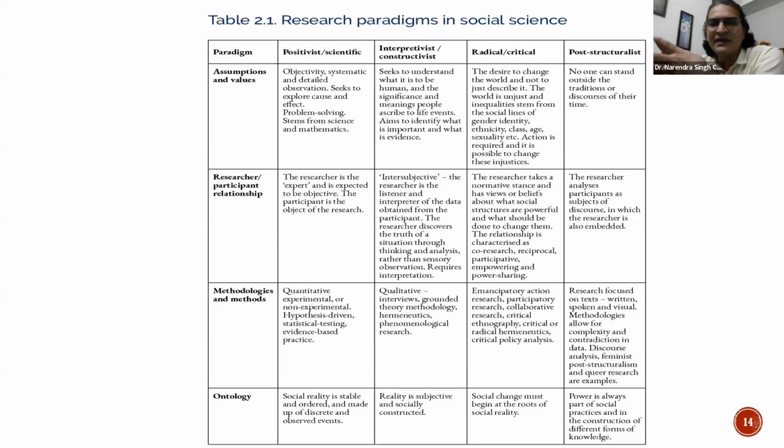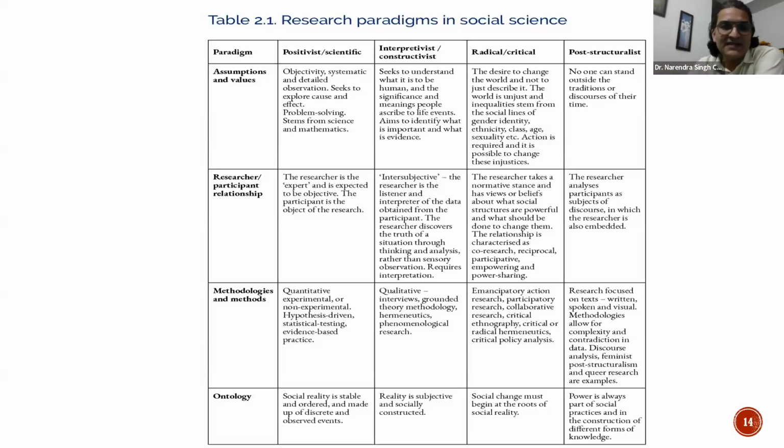Now, the radical or the critical views: I desire to change the world and not just describe it. The world is unjust, and inequality stems from social lines, gender identity, class, sexuality, etc. So action is required, and it is possible to change these injustices. So how can I do that? That is the radical view. So critical pieces have been there in research: what can be done, or what policies have been there? Then post-structuralists say no one can stand outside the tradition or discourse of their time. That means whatever was happening at that time, they follow the same thing.